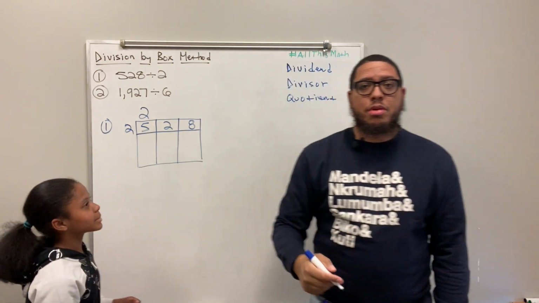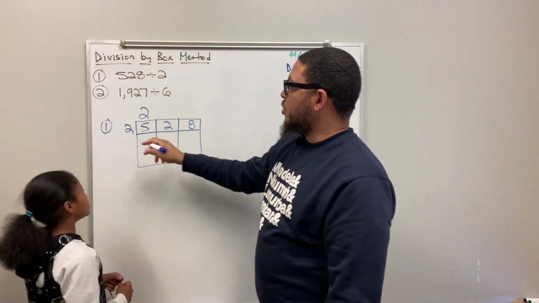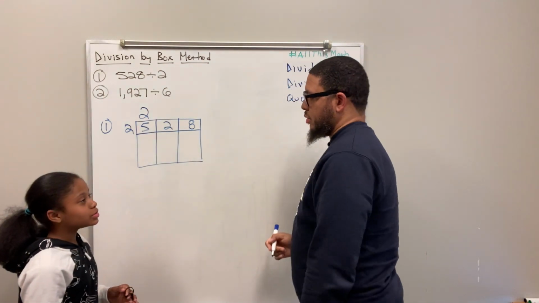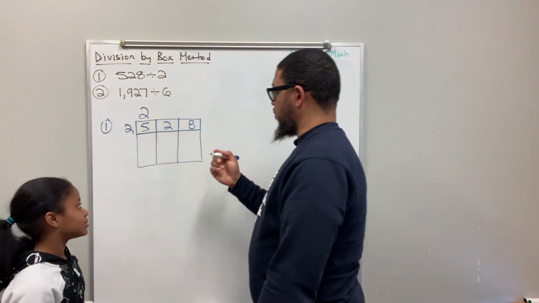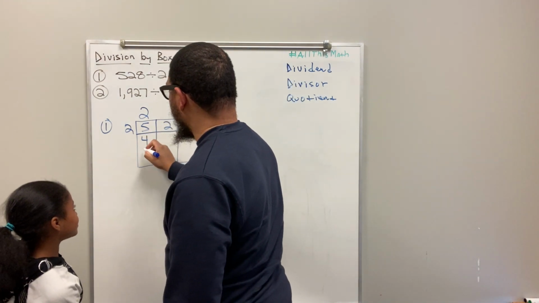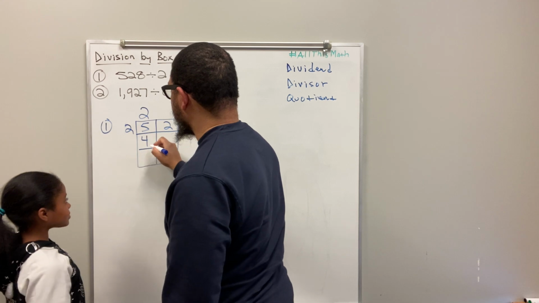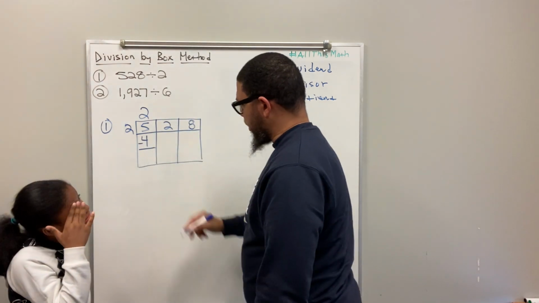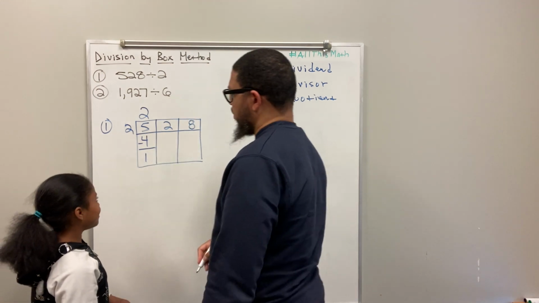The next step is to multiply. You multiply 2 times 2, and you get 4. So you put the 4 right here, and then you do subtraction. So now, what is 5 minus 4? 1. So you write the 1 right there.